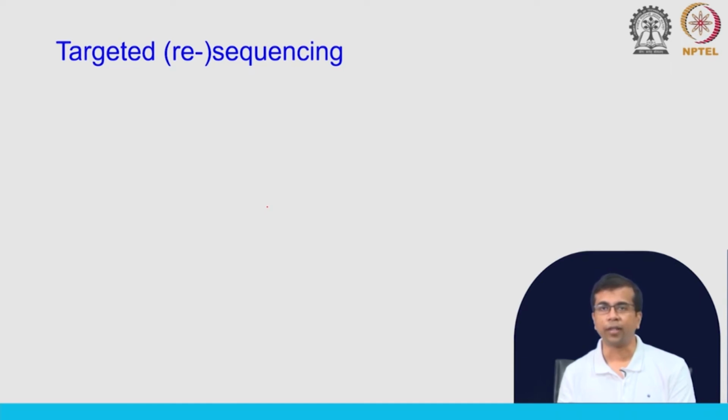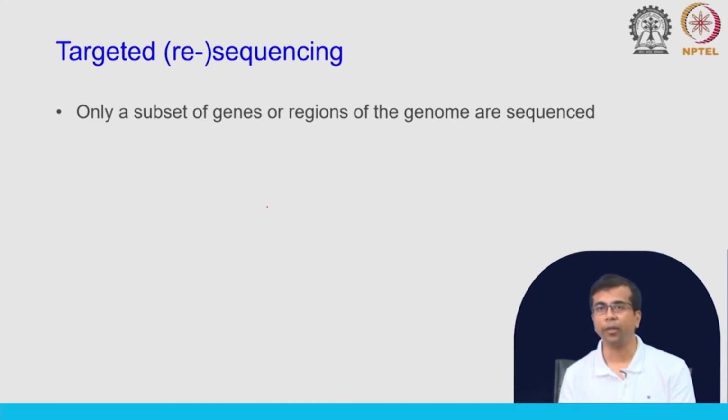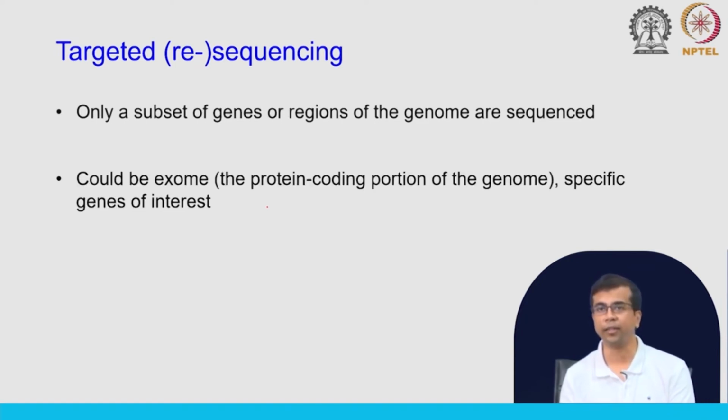Now, we will introduce a couple of terms that we often use when you are analyzing these variants. One is called targeted resequencing. What we do in targeted resequencing is, instead of sequencing the full genome, we only target a subset of genes or regions of the genome to sequence. Why would you do that? Sometimes these regions are of interest to us. These targeted regions could be exomes, mostly the protein coding portion of the genome, or some specific gene of interest.